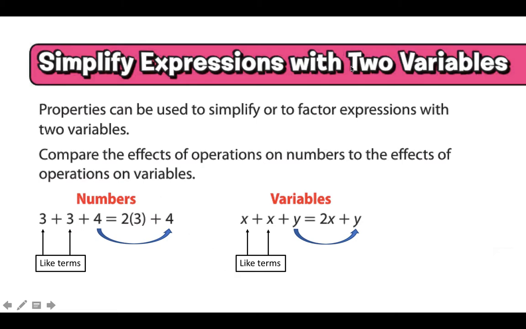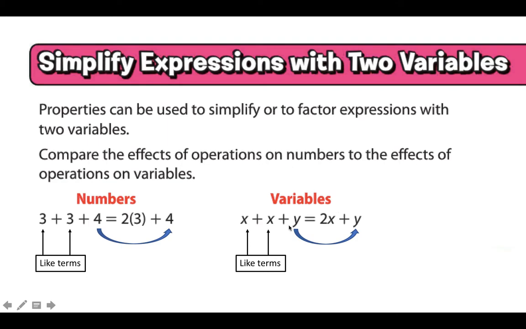Now, let's simplify expressions with 2 variables. Properties can be used to simplify or factor expressions with 2 variables. Compare the effects of operations on numbers to the effects of operations on variables. If you notice here, we've got 3 and 3 again, we've got those like terms. They're both constants and they have the same value. So we can combine those together in repeated addition and see that 2 times 3 represents the same thing as 3 plus 3. And then this 4 that is not a 3 gets added on its own.